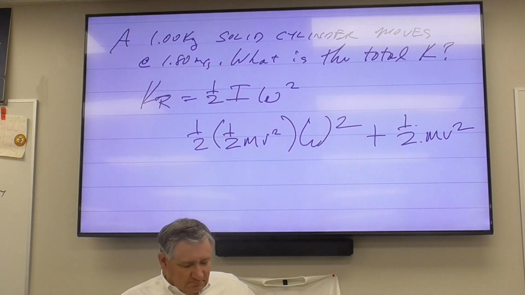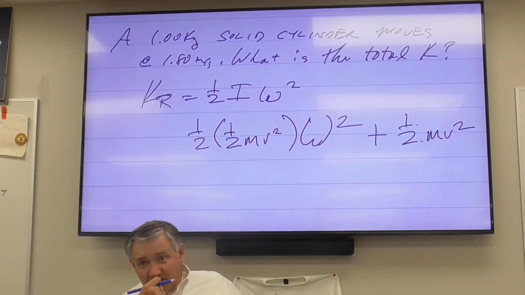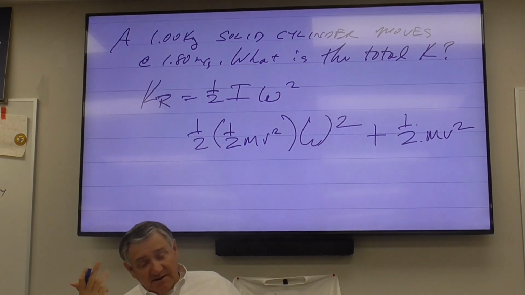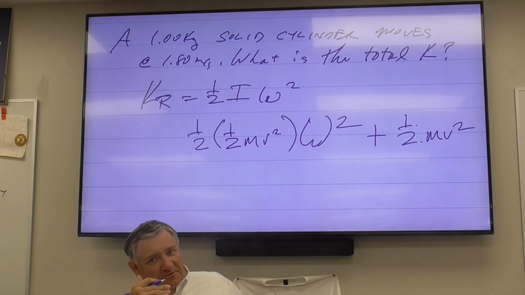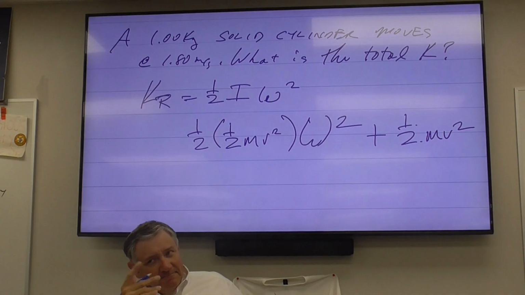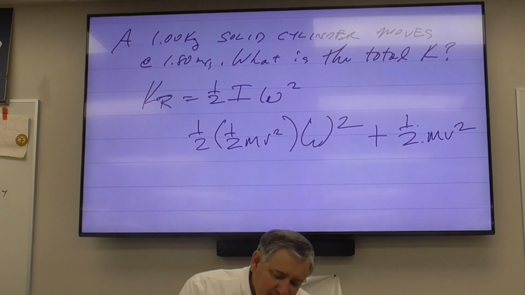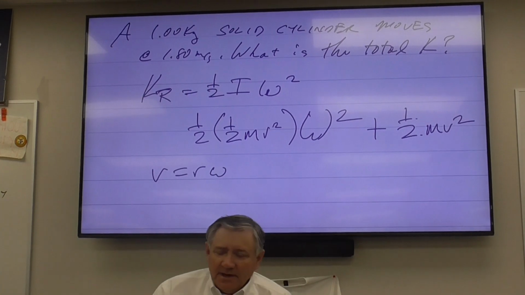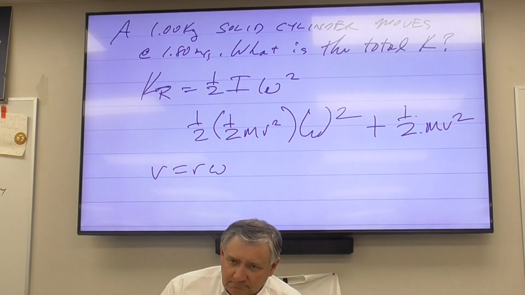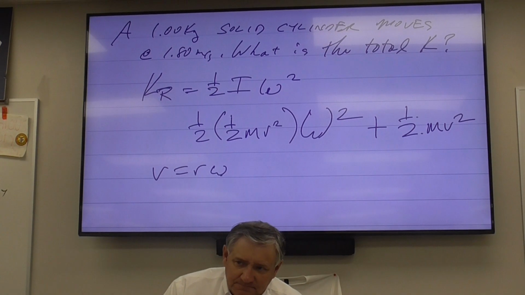We know M and V. Hold on. Can I calculate my translational kinetic energy? Yes, I've got my mass and I've got my velocity. But I don't know my radius and I don't know my omega. But we're clever. Does V equal R omega? So if I solve this for omega, what do I get?